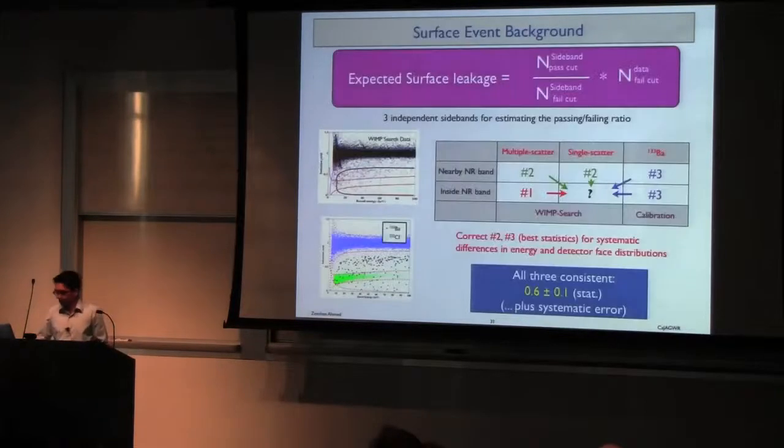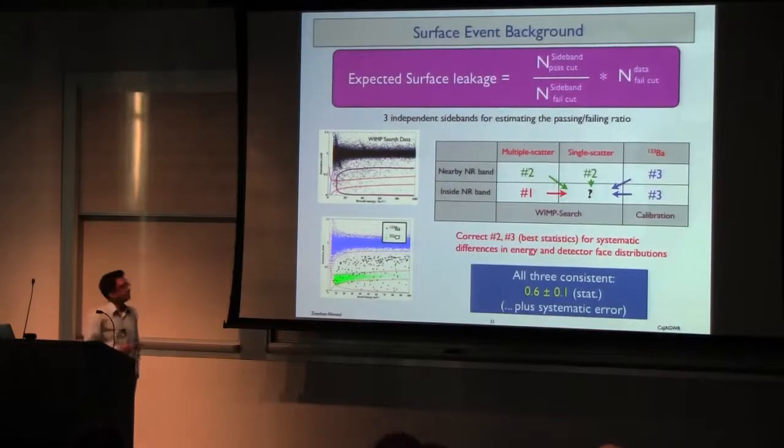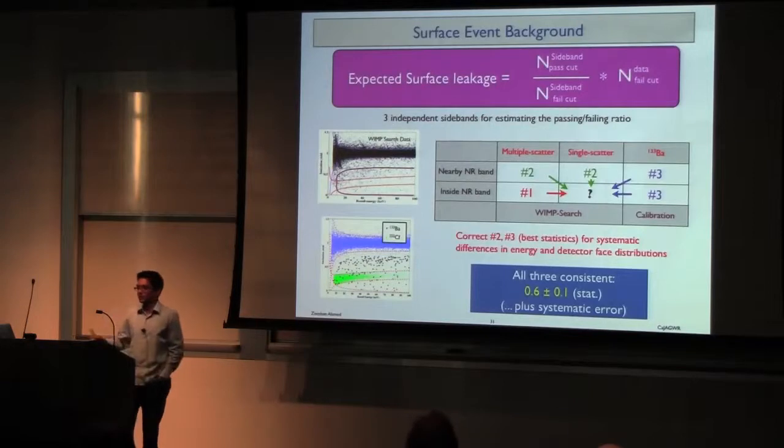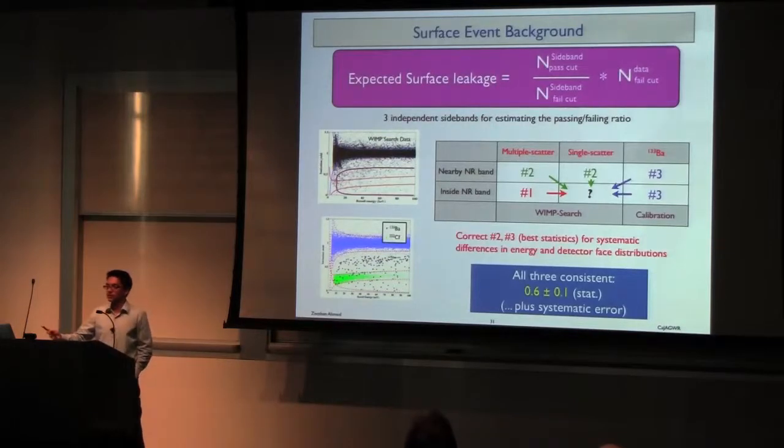Okay. Once we've set the cuts, we can start estimating our backgrounds and stuff. We need good background models, so this is how we do it. We have our cuts in place, and so now we can see the contribution of surface events by measuring a pass-fail ratio on any kind of sideband that we have. Okay, so we measure this pass-fail ratio and multiply it by the number of events that fail the timing cut, and that gives us an estimate for what kind of surface event leakage we would expect.